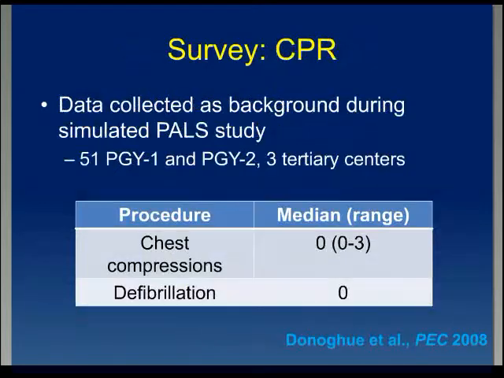And what about examples for CPR? Again, this is an infrequent occurrence in the ED. We published a study looking at the use of simulation in PALS training with pediatric residents a few years ago.